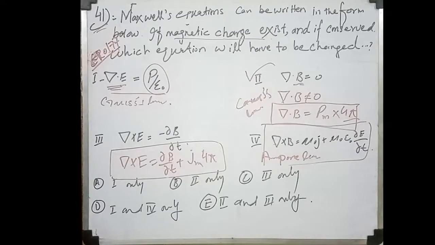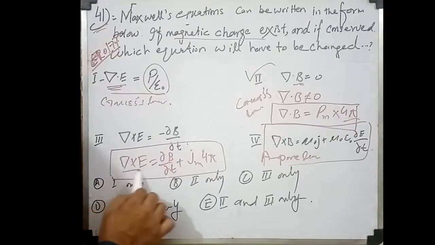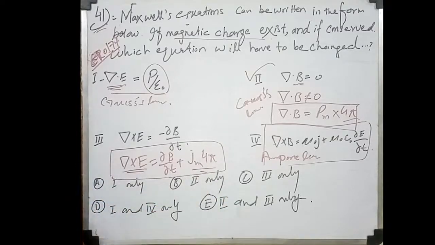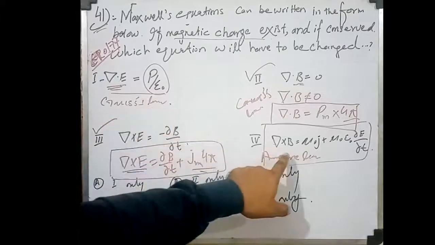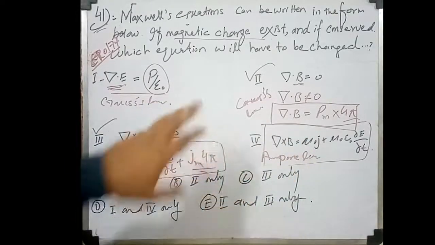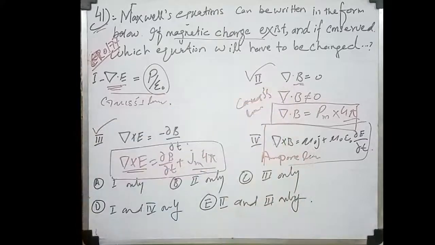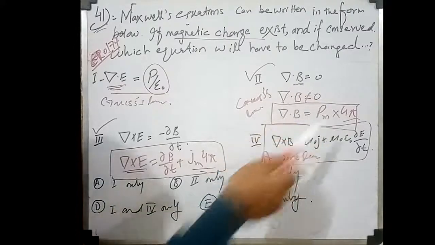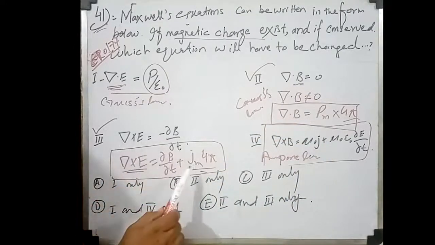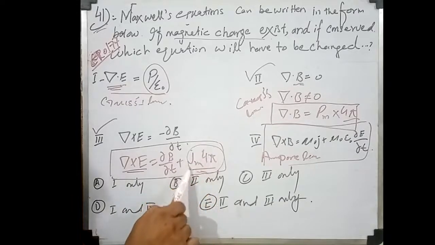So there should also be a displacement current and magnetic current density in the curl of E if magnetic charge exists. So this equation will also need change. These two equations, Gauss's law for electric field and Ampere's law for magnetic field, will remain the same. But this equation will become Ampere's law for the curl of electric field, and this will become Gauss's law for the divergence of magnetic field. So here this will not be equal to 0, and here this law should have an extra term like this.